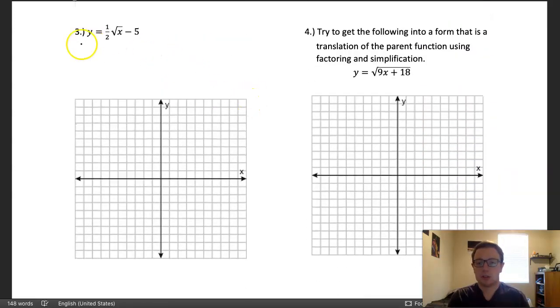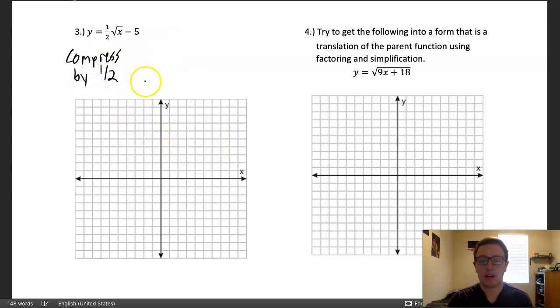Let's do two more of these. What about y is equal to 1/2 square root of x minus 5? What are our transformations and what will the graph look like? For this one, 1/2 means we're going to compress by 1/2. Or in other words, anytime we're supposed to go up 1 in y, we're going to go up 1/2. We're just going to halve all of our change in y. We're also going to move down 5 because of our negative 5. So we're going to start at 0, negative 5: 0, 1, 2, 3, 4, 5.